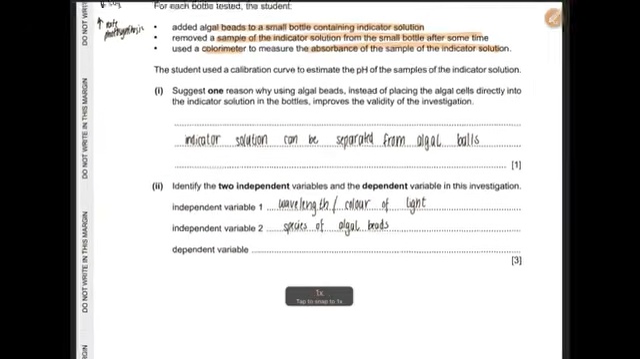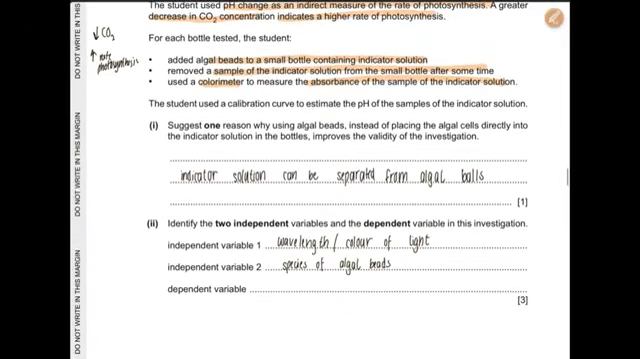The absorbance of light. The colorimeter measures the absorbance of the sample. So we'll say absorbance of solution. You can also say the pH of solution.